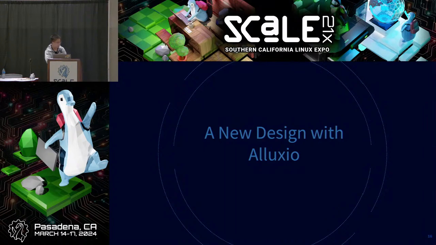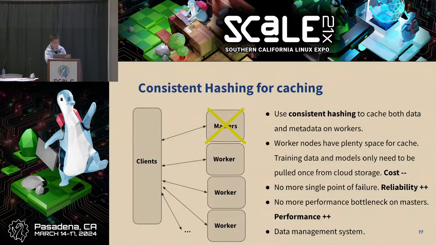Now let's talk about the new design with Alluxio. So earlier we saw that the master is the bottleneck for performance, both because when there's a huge amount of files, retrieving metadata is very slow on masters, and because of the reliability of the master part. So now we use consistent hashing to cache both data and metadata on workers instead of the metadata on masters.